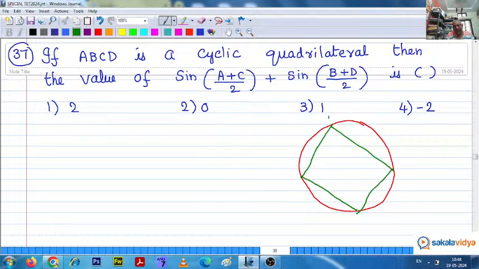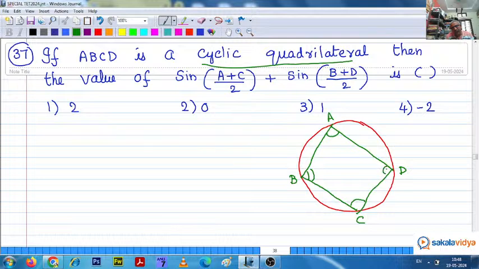ABCD, a quadrilateral, has been inscribed in a circle. Then it is called a cyclic quadrilateral. Then we are asked to find sine of (A plus C) by 2 and also (B plus D) by 2. So what is the concept? The sum of the opposite angles is 180 degrees, or opposite angles are supplementary.